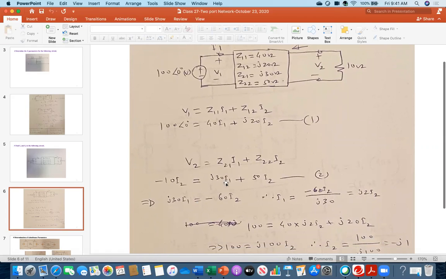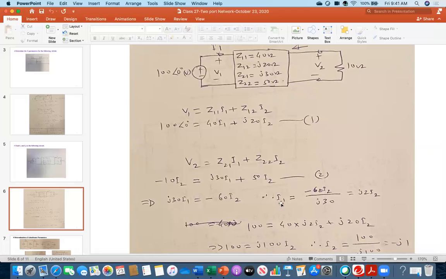I wrote I1 equals to 50 I2 plus 10 I2. I took this on this side, so then I got minus 60 I2. So from there, I am calculating I1. So I got I1 equals j2 I2.